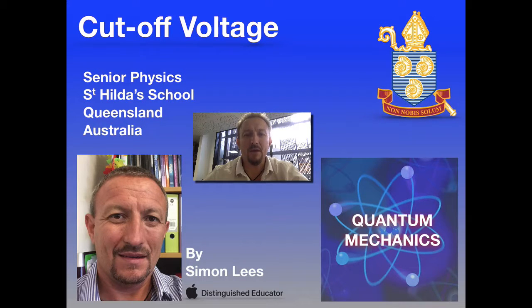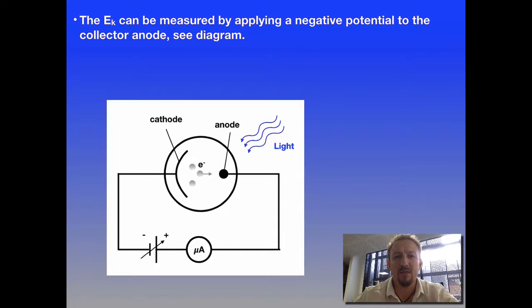In this video we're going to explore the concept of cutoff voltage. Now this is going to extend from our knowledge of the photoelectric effect which we watched in the previous video. So what is cutoff voltage? Well, cutoff voltage is basically the process where we can determine the kinetic energy which is present in the electrons which are flowing across from the cathode to the anode.